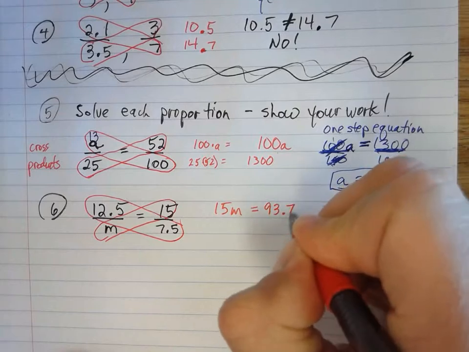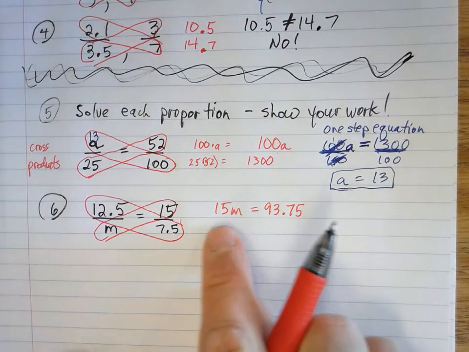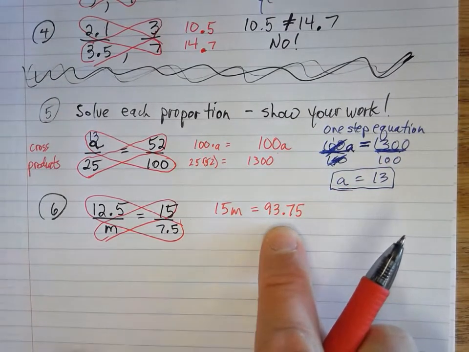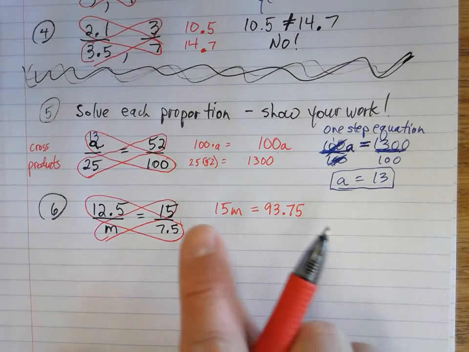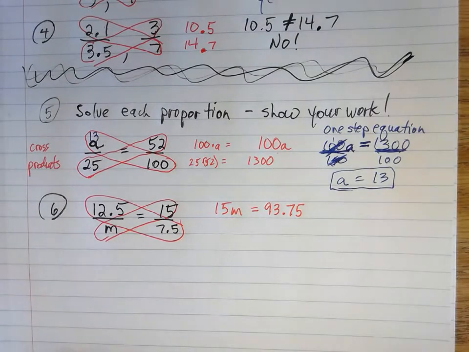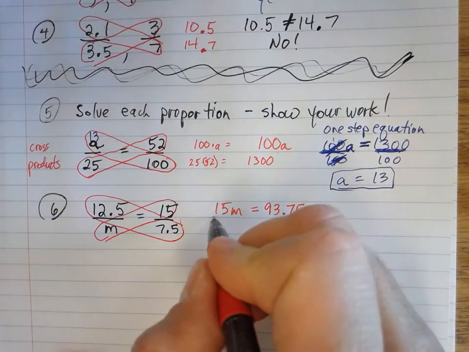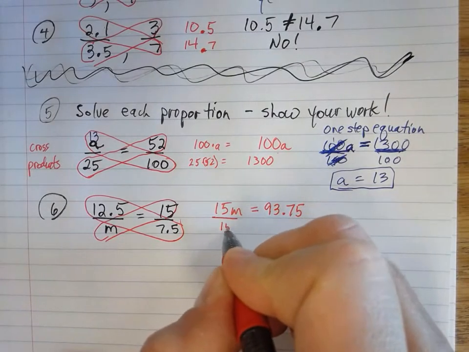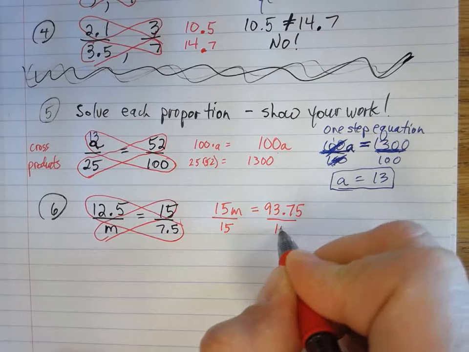93 and 75 hundredths. So write down your equation. That's showing your work. Now again, this is multiply because there's no symbol. The inverse of multiply is divide. So that means I've got to divide over here by 15, and I've got to divide over here by 15.